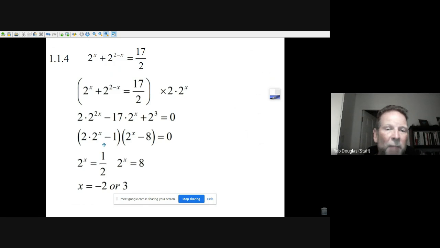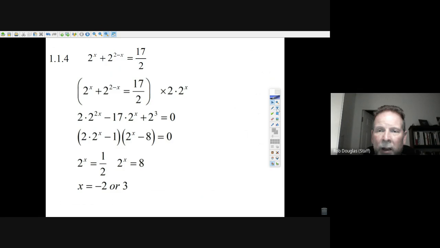Well, now you just make this equal 0. So you add 1, divide by 2. 2 to the x equals a half. x must be minus 1 is the answer. A bit of a typo there. x must be minus 1.